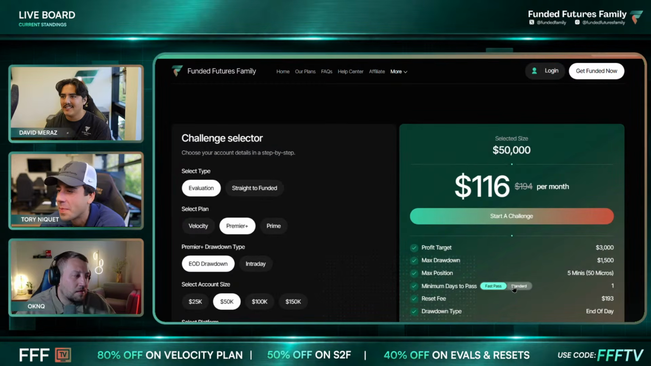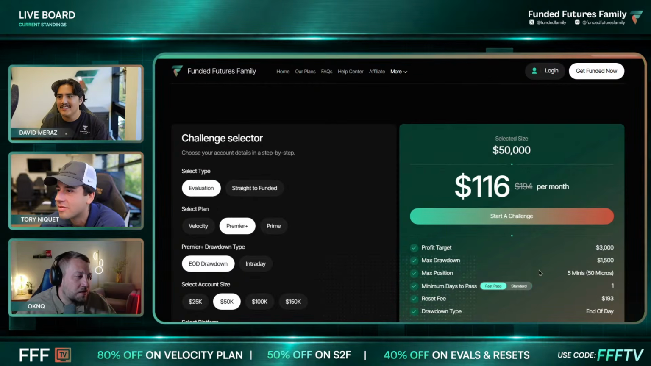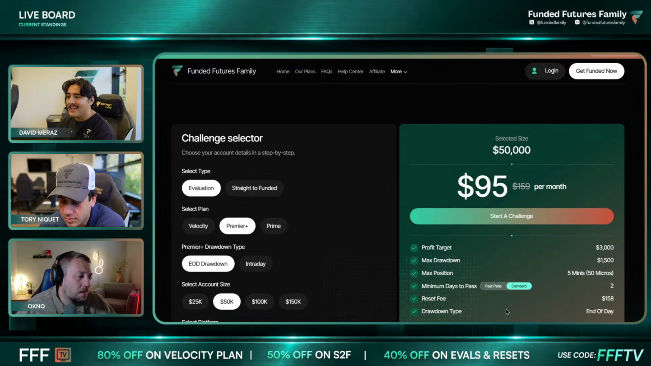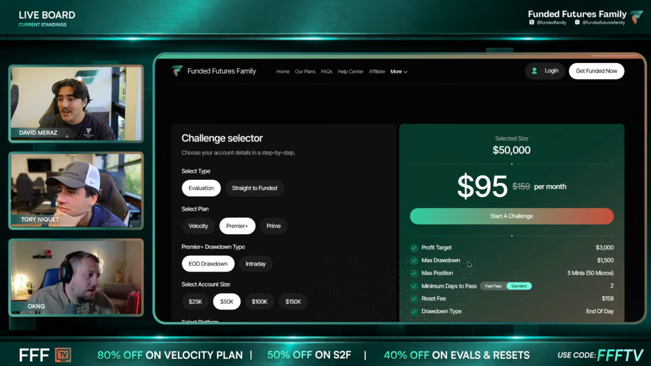There's a fast pass on the right, and standard, which is the standard that every other firm has. It's nice because all these other firms have the standard plan. Ours is fast pass because it has 1 day to pass with 5 trades a day, 5 days of trading, and no consistency on eval or funded. No one else has that.